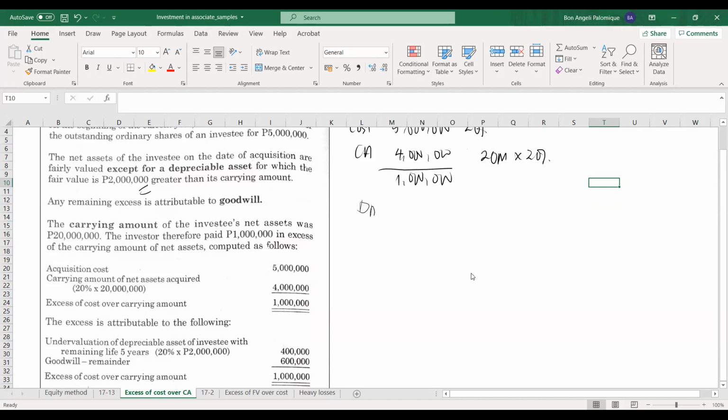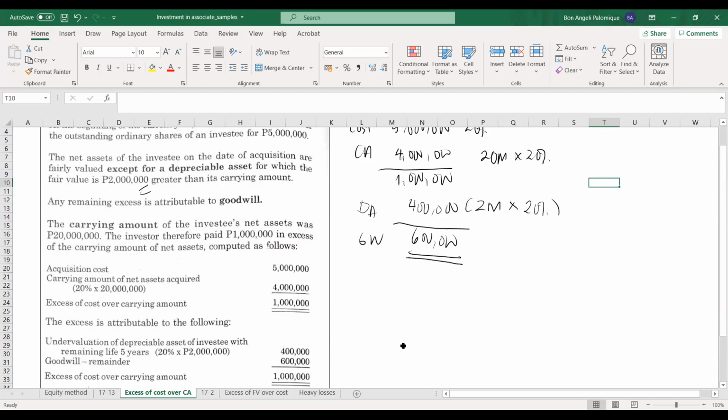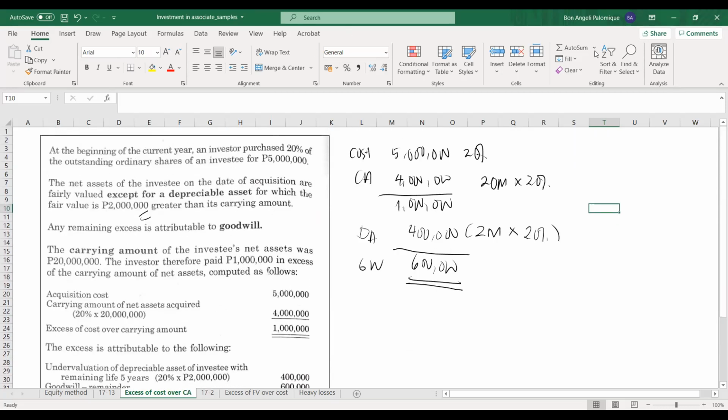So, si depreciable asset, yung 2 million, i-multiply mo din ngayon sa 20%, which is yung parang share mo dun sa undervaluation na 400,000. So, 400,000 is attributable doon. So, meron na lang remaining 600,000. So, ito na yung ating goodwill. Okay, so ngayon, ito yung ating excess of cost, ganito natin siya dapat i-record.